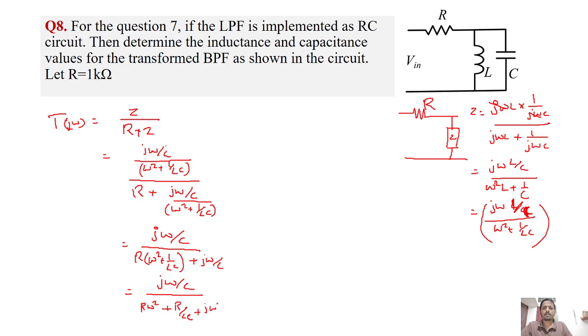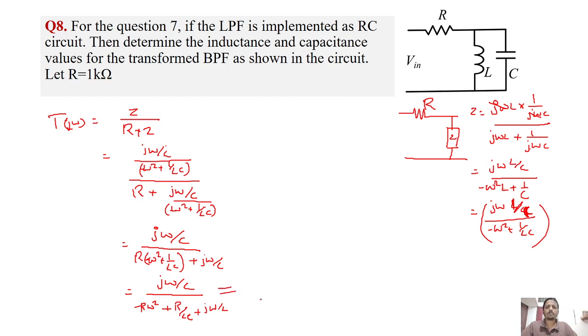So I can rearrange this. Sir, here in the calculation of Z, j into omega L into 1 by j omega C is there. I think there is a minus at my omega square L, right? Yes, j omega, yeah, there is a minus. Okay, there is a minus here.